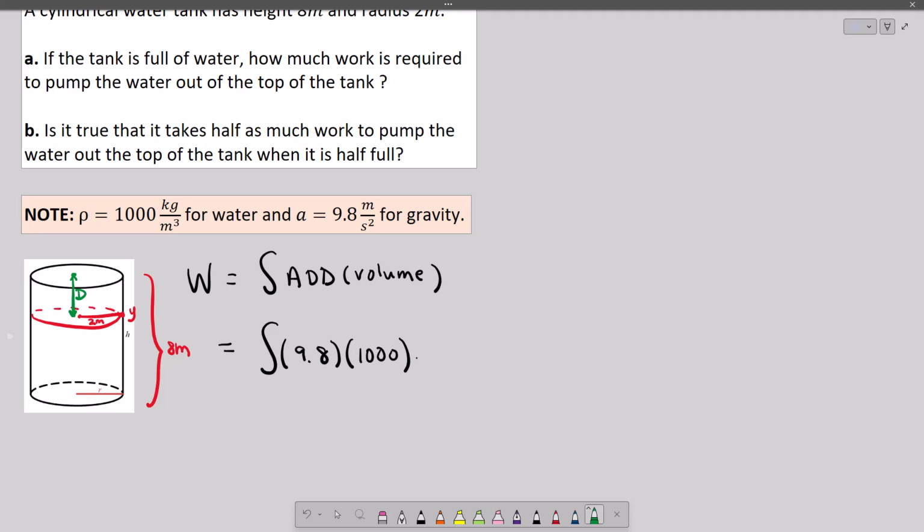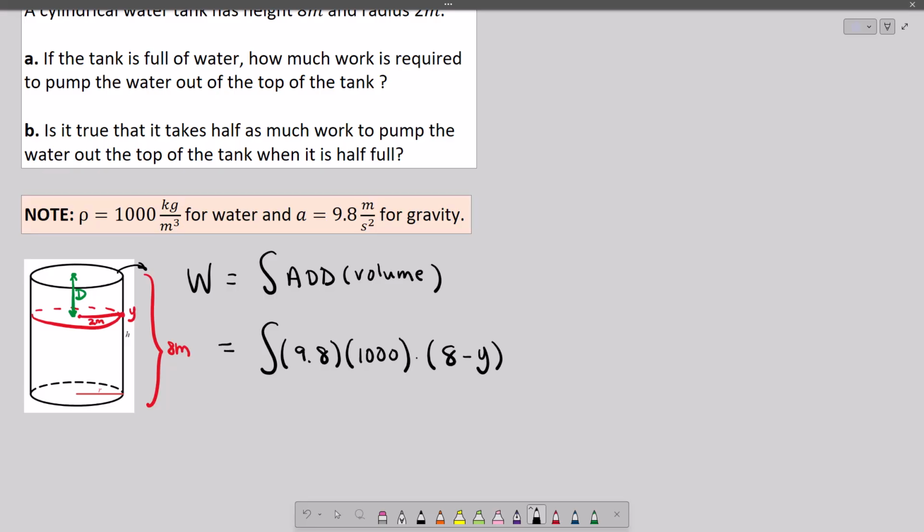Y is going to measure this distance, right? Y is measuring the distance from the base up to here. So it's H minus y, 8 minus y. H is 8. Everyone follow that? If the total distance is 8 and this distance is y, the complementary distance is 8 minus y. So that is going to be the distance traveled by our representative cross-section. That's how far that cross-section has to travel to get out, if we're pumping out the top.